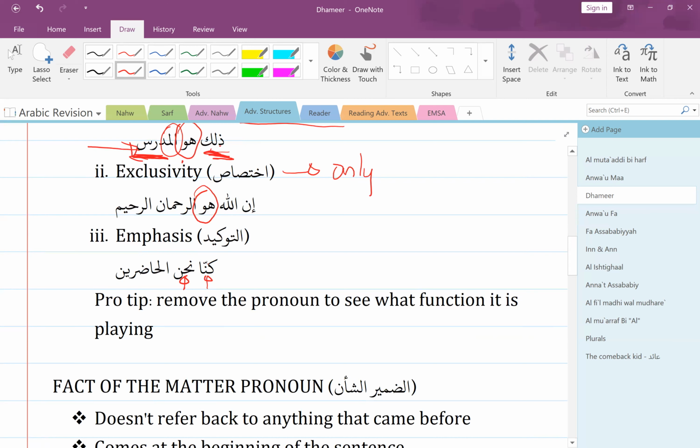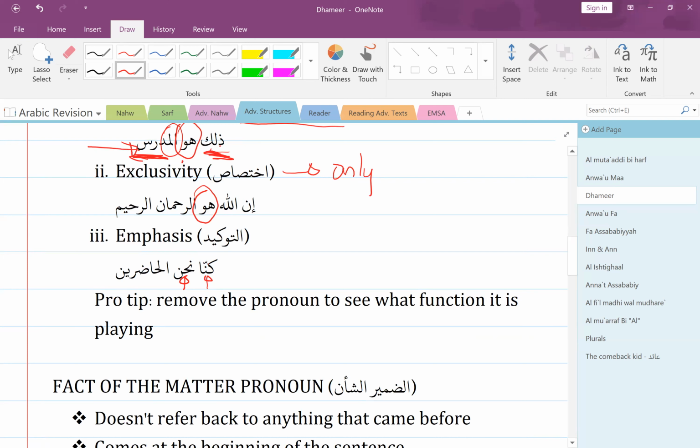So for example, in this example that we have here, كنا نحن الحاضرين. Say for example, you attended a lecture and somebody is questioning you and is like, are you sure you're the ones who attended? And you're like, yeah, كنا نحن الحاضرين. Yeah, we are the ones who attended. So you're adding emphasis to the fact that it is you, or you're trying to prove a point by adding emphasis that you are the ones who attended.